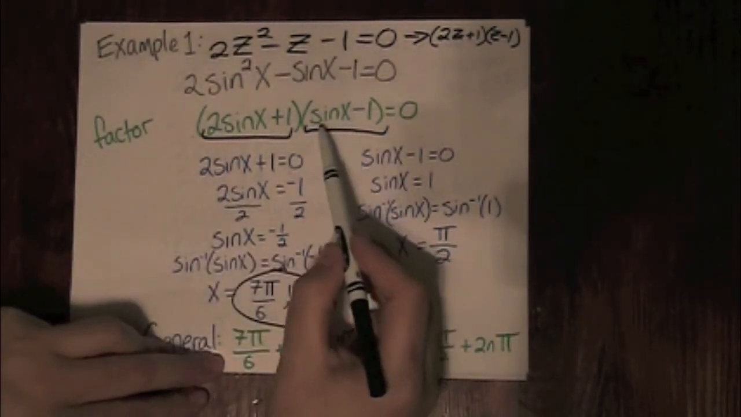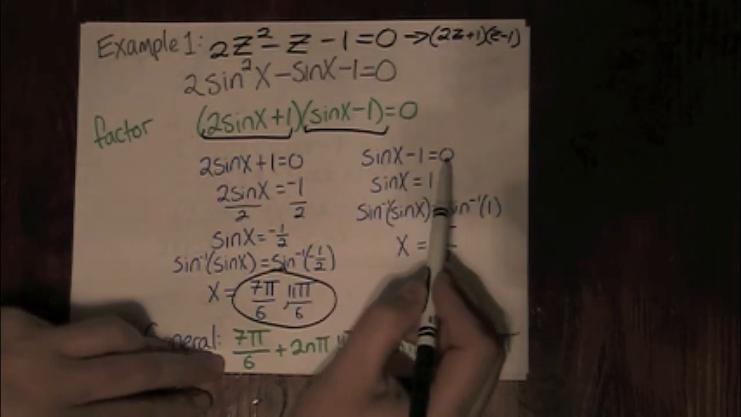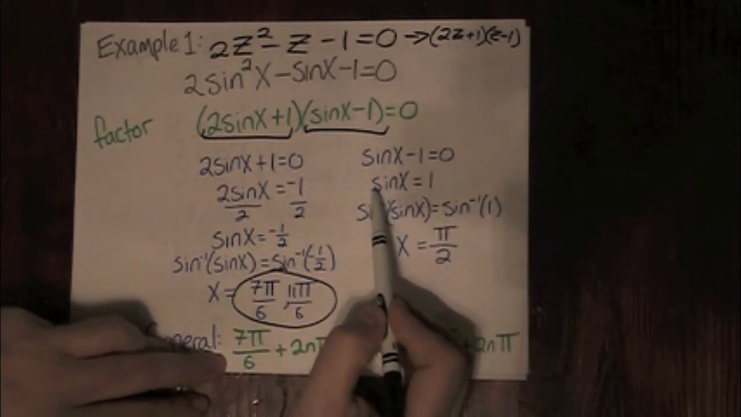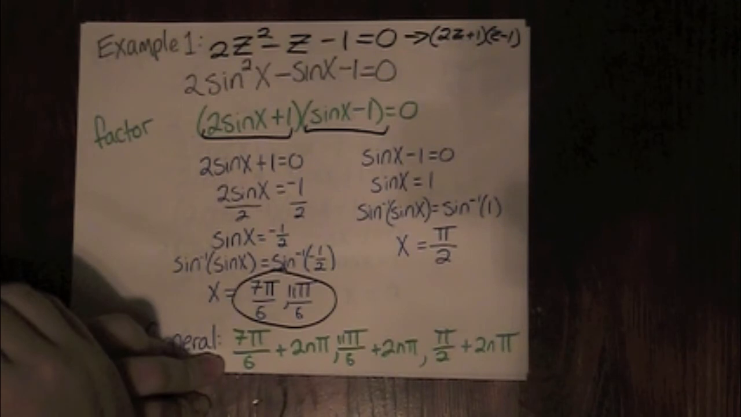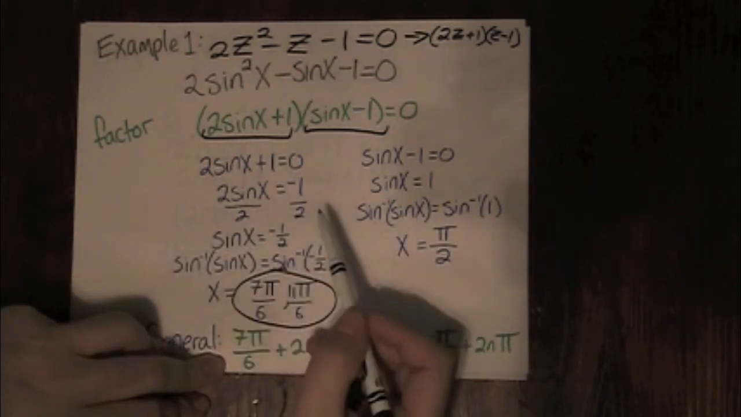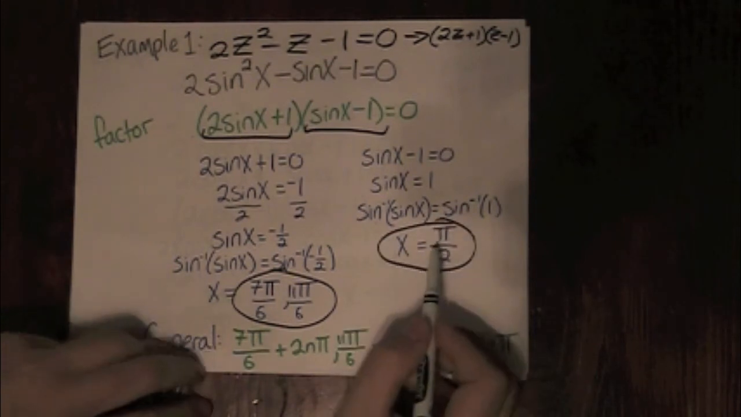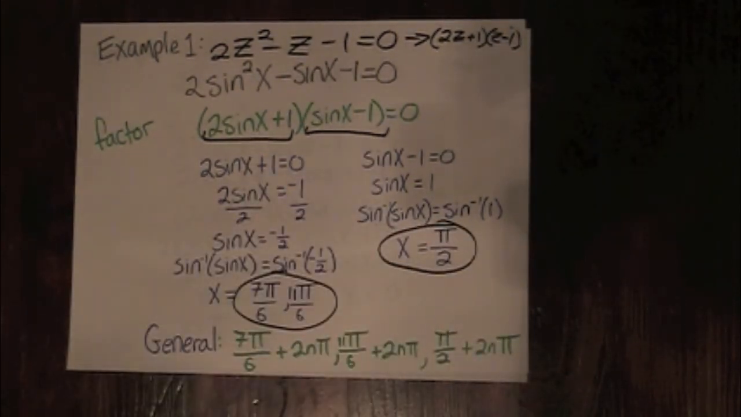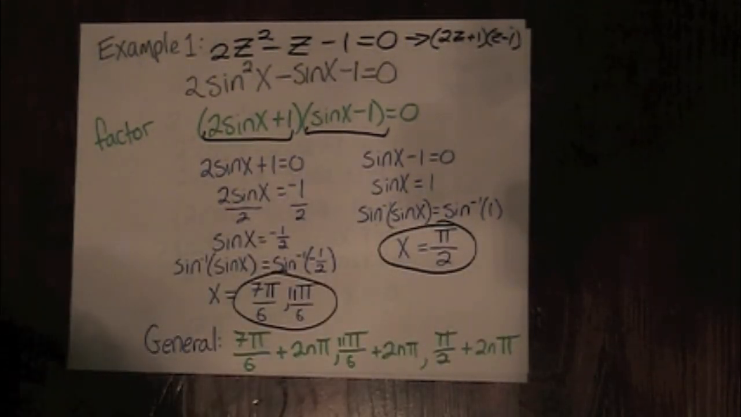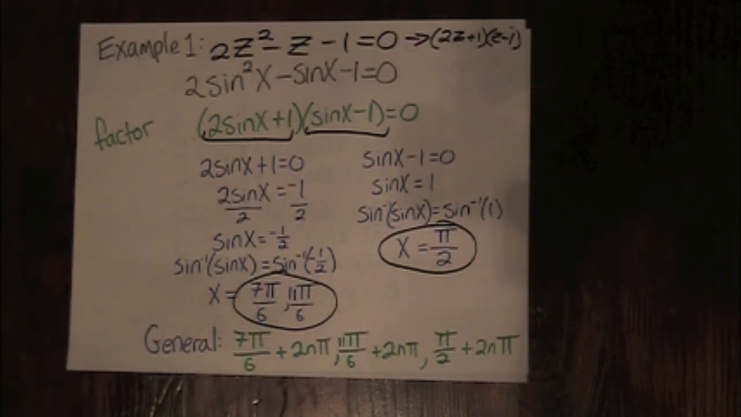For the right term, sine of x minus 1 equals 0, I have sine of x equals 1 after adding 1 to both sides. Take the inverse sine of both sides, and I arrive at x equals pi over 2. You notice that this time you weren't asked to find x in a certain interval. What that means is we need these general solutions.